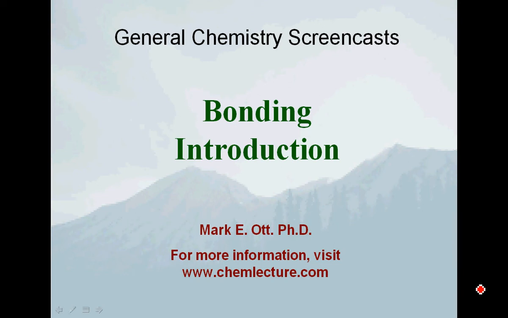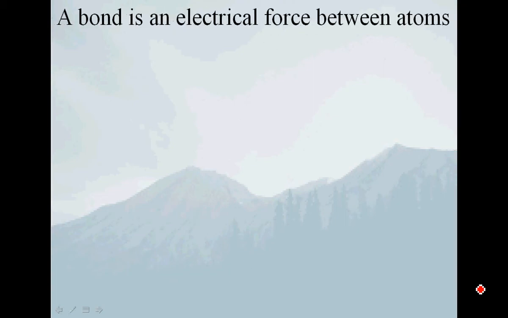So in this screencast, we're starting to talk about actual bonding, putting atoms together. There are three kinds of bonds that we are going to talk about in this course. One of which we're going to talk about for a little bit, one of which we're going to talk about a lot. The other one we're going to talk about very, very briefly. So a bond is really just an electrical force between two atoms. Two atoms come together and there's an electrostatic attraction.